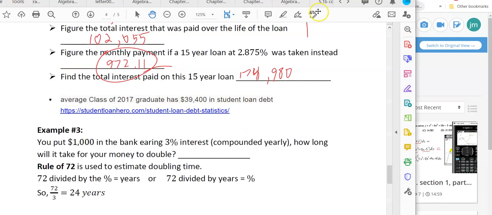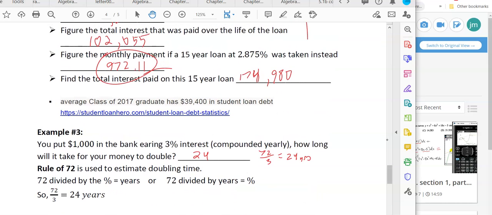Now let's actually work this problem using the rule of 72. Put 1,000 in the bank, earning 3%. 3% is not as great as 12, but we'll see what happens here. Let's figure out how many years it takes to double. So 72 divided by 3. Sometimes you might have to approximate if it doesn't work out right. I think this is 24 years. So it takes 24 years to double.